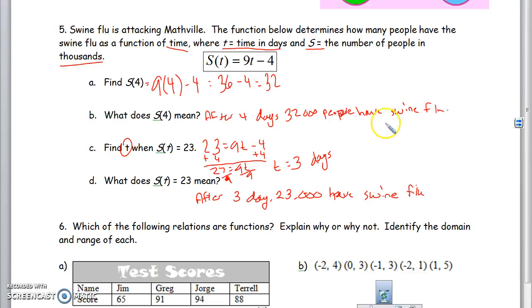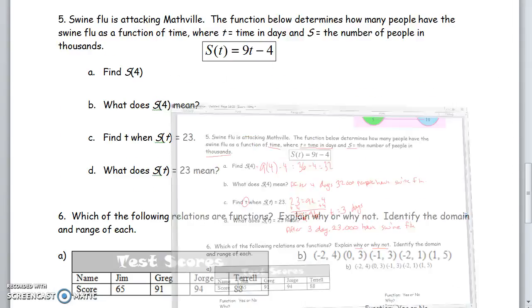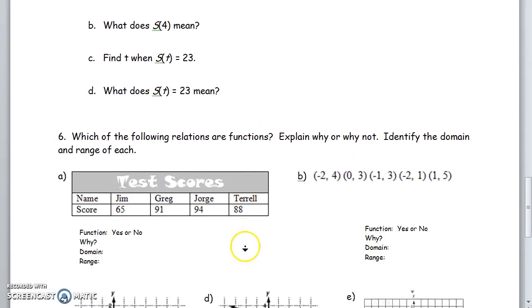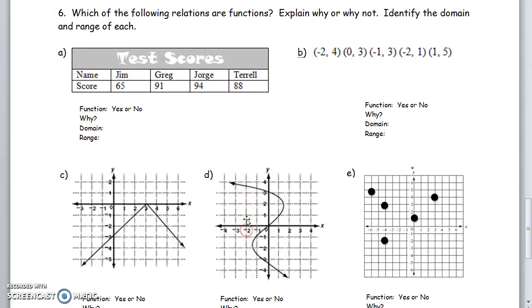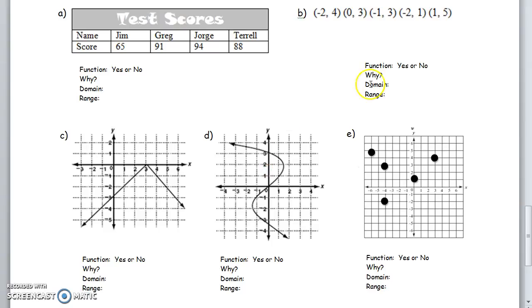Okay, moving on, we can go ahead and look at some of these. Which of the following are relations or functions? Explain why or why not, and identify the domain and range. Let's make this a little nicer here, let me move it up just a little bit more for you. And there we go.